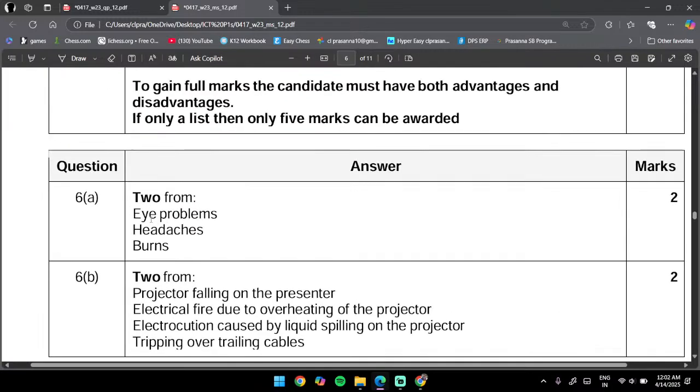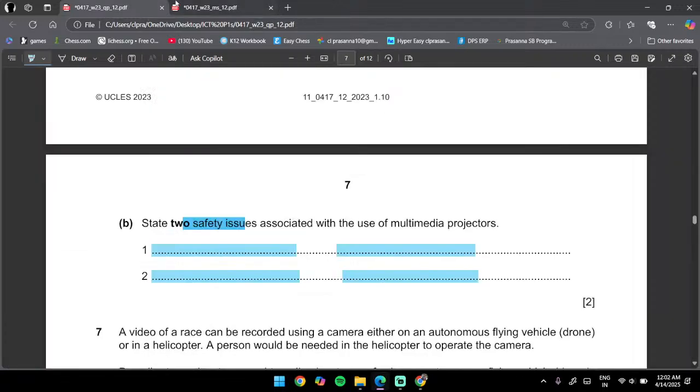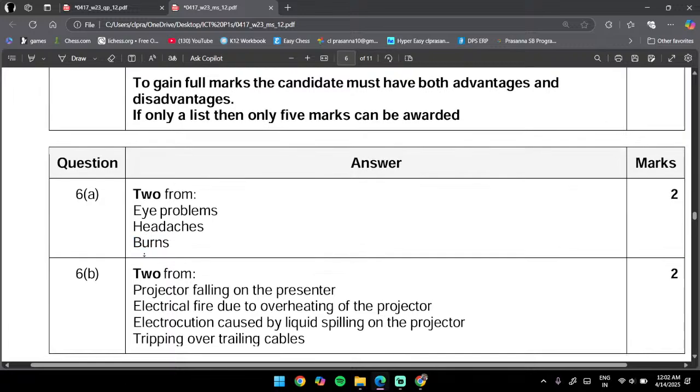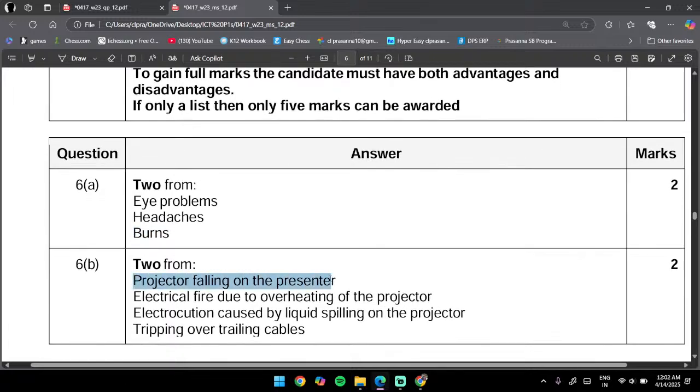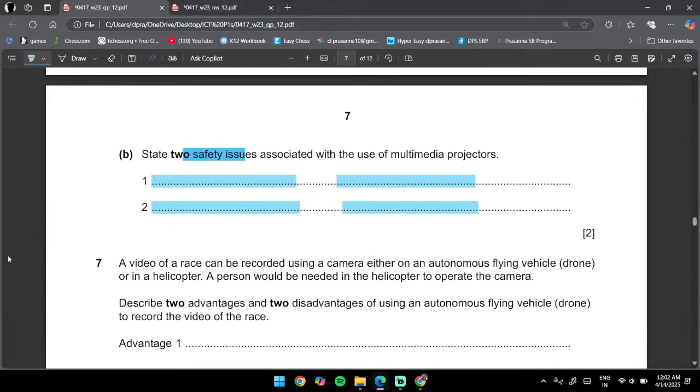So as you can see, eye problems, headache. Okay, burns is something I don't know if it's talking about burnouts or not, because I haven't really seen burns as one of the health issues before, but it's there, I guess. So projector falling on the presenter, electrical fire due to overheating, electrocution caused by liquid spilling on the projector, tripping over trailing cables. Yeah, didn't mention those.